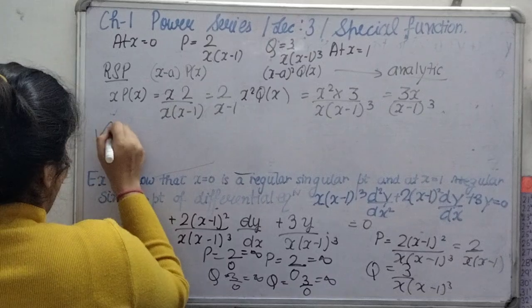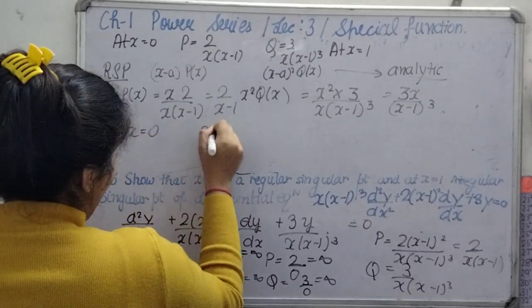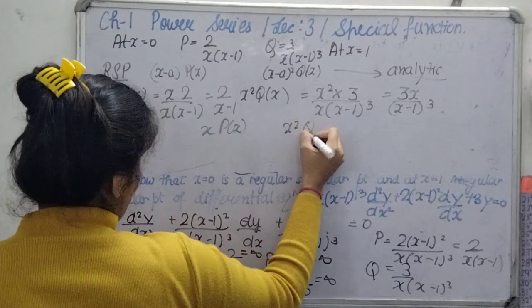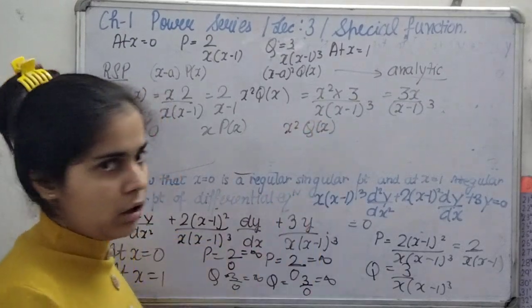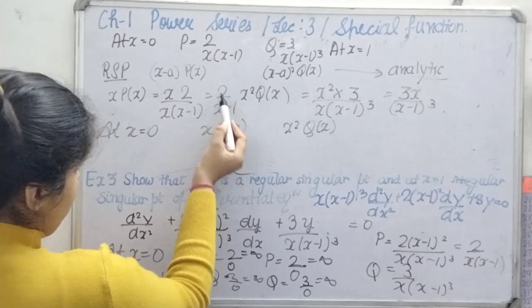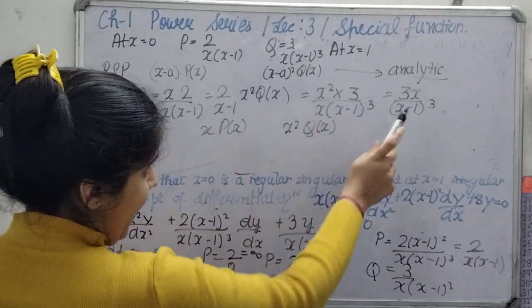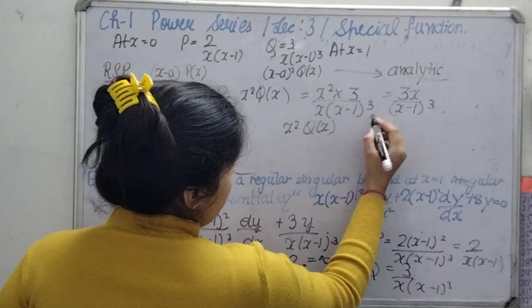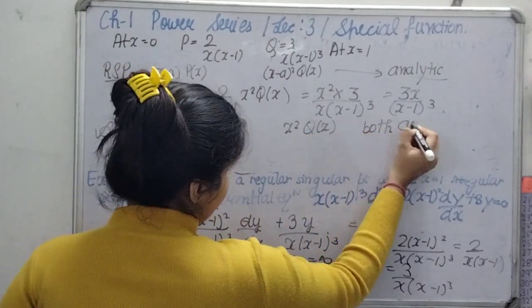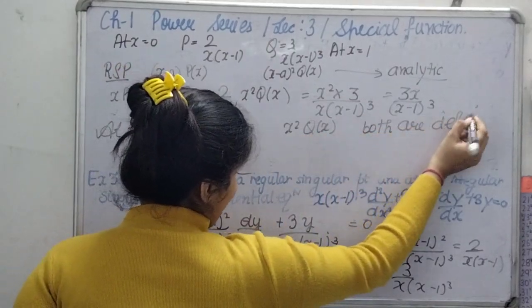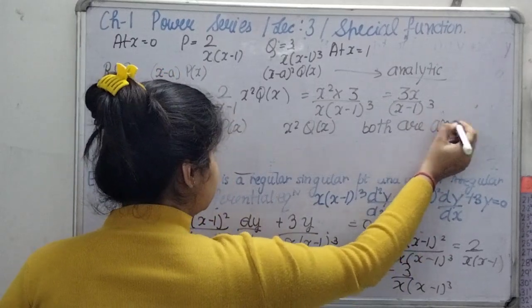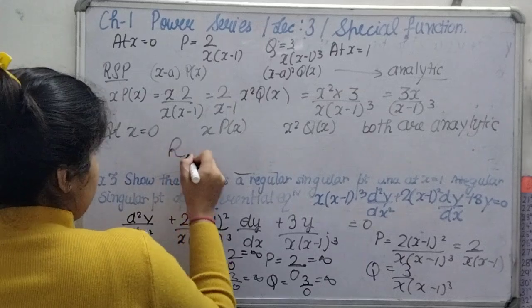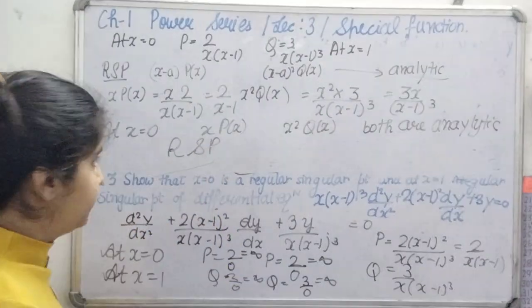Now we will check at x is equal to 0 whether xpx and x square qx are defined or undefined. Putting 0 here, it will come -2 and here it will come 0, means at x is equal to 0, xpx and x square qx both are defined. Instead of defined, we use the term analytic. These are analytic, so we have here the regular singular point, RSP.